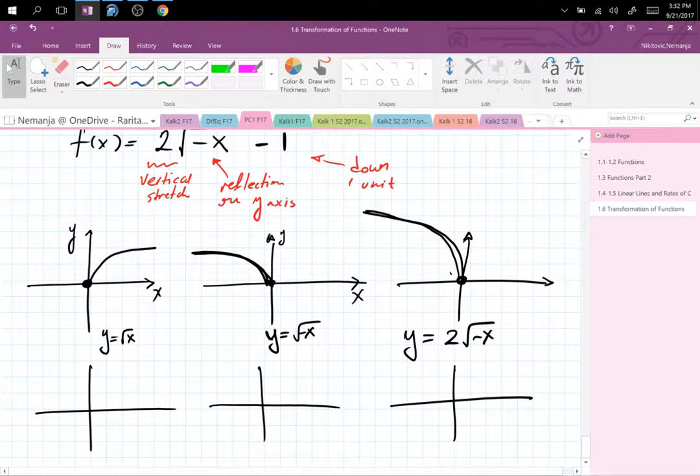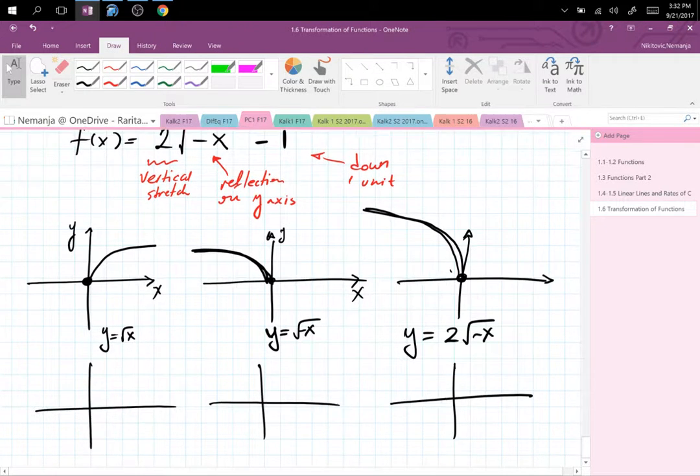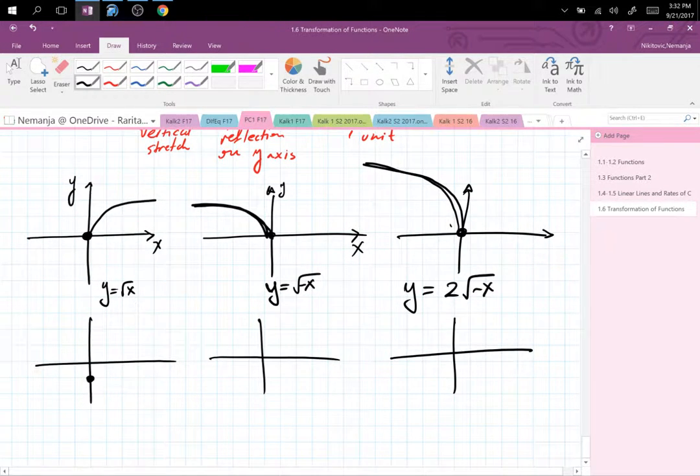Now, all I need to do is take that last graph that I have and move it 1 unit down. So, this is -1, and I still have the same shape.